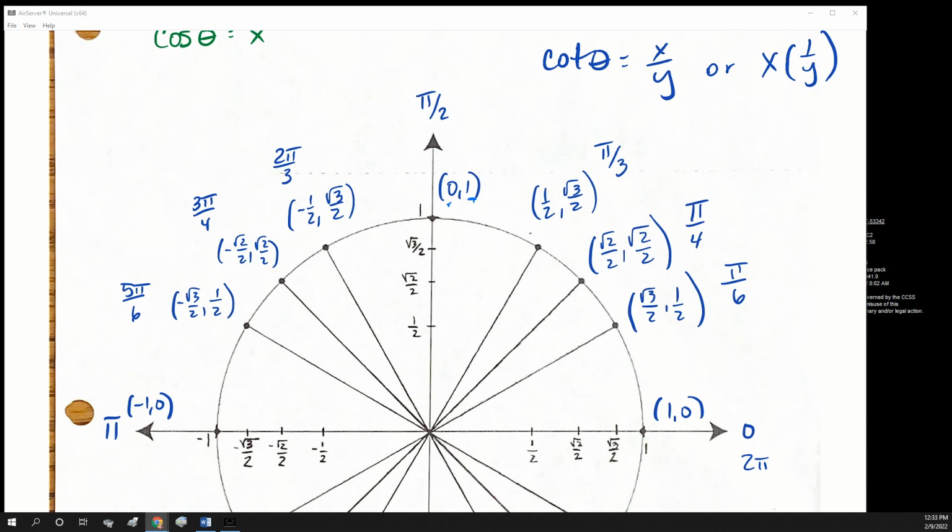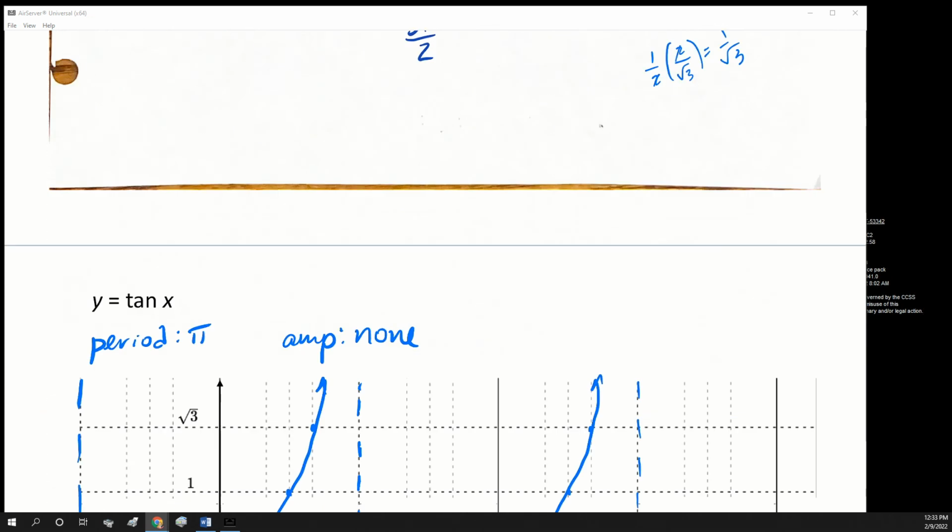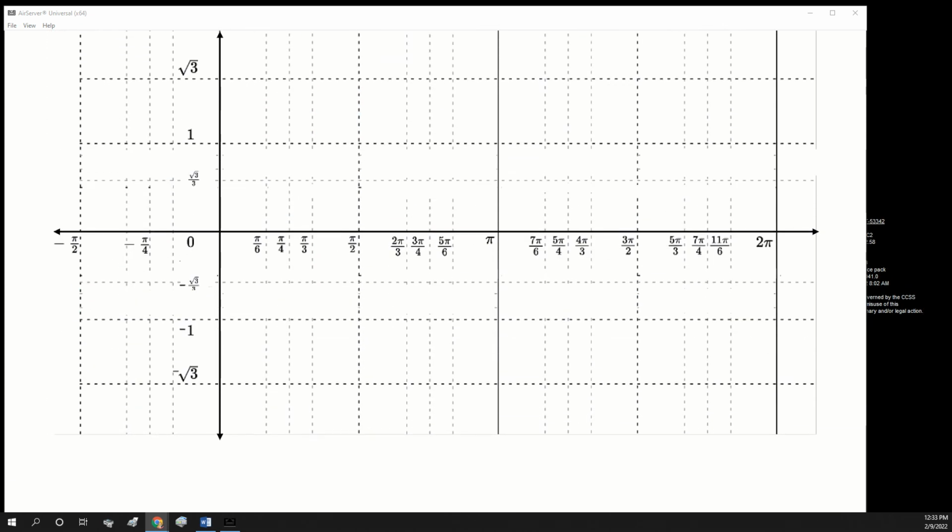And we'll start with the angle 0 radians. So we're going to do x divided by y. What do y'all think? X divided by y is undefined. So the first thing we're going to graph is actually a vertical asymptote.